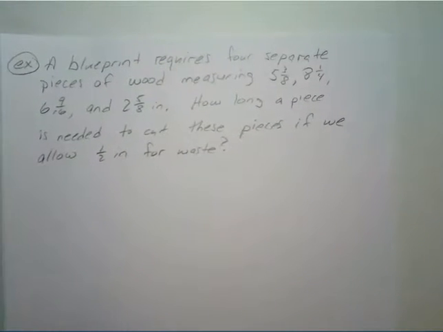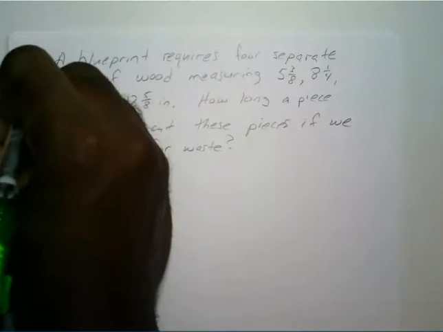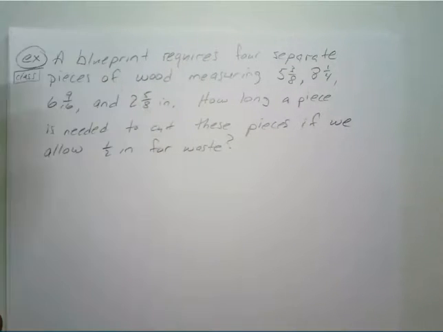Okay, so we know that a blueprint requires 4 separate pieces of wood measuring 5 3/8 inch, 8 1/4 inch, 6 9/16, and 2 5/8 inch. How long a piece is needed to cut these pieces if we allow 1/2 inch for waste? All right, so this one's tricky, but I want you to try and press pause and try to solve this one on your own.